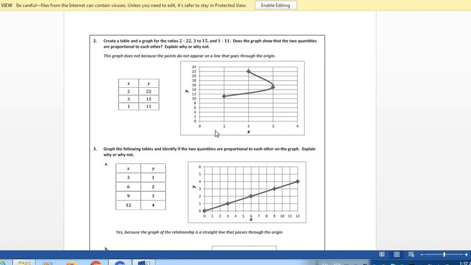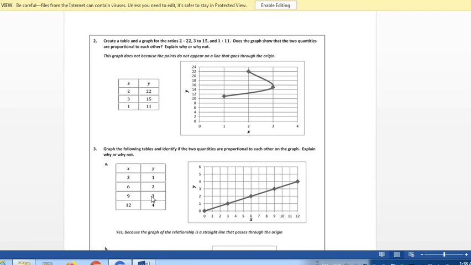I began with 2 and 22, so I put my point here. Then 3 and 15, then 1 and 11. After plotting, we can't draw a straight line here, so I'm drawing a curve. So this graph does not show a proportional relationship, because the points do not appear on a line that goes through the origin.